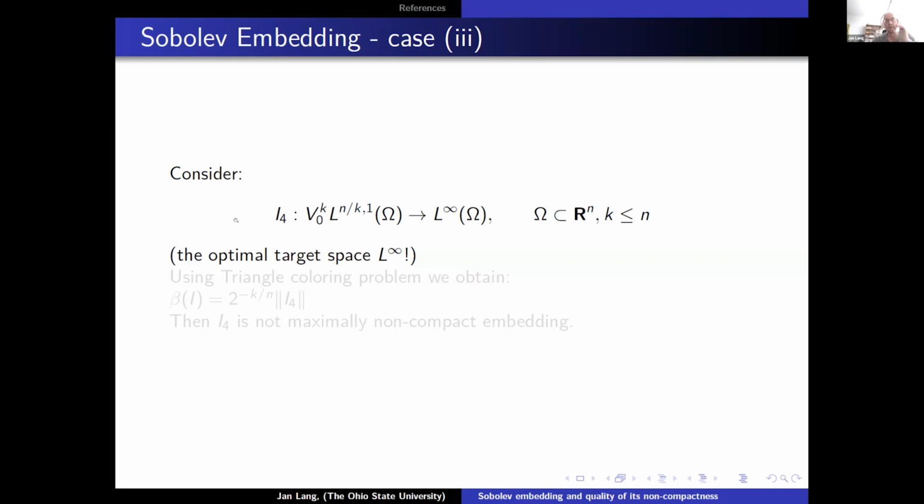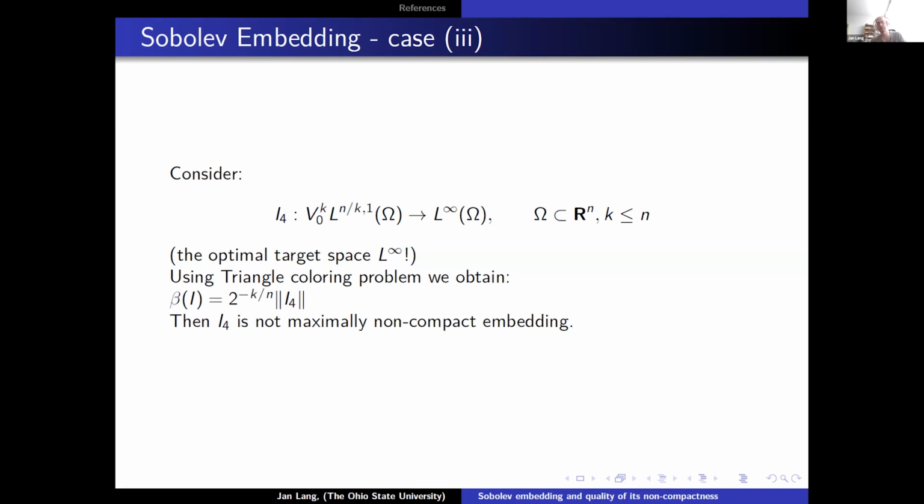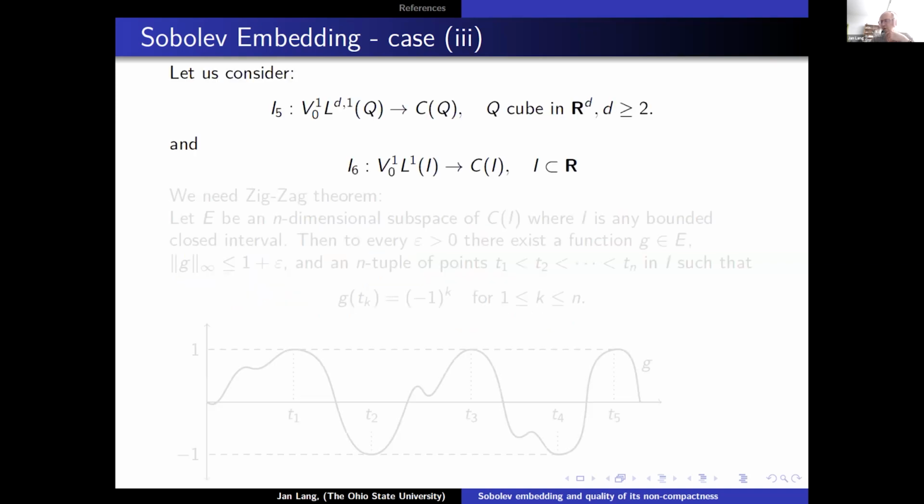Now, when we look at this embedding, by using some triangle coloring problem, we were able to obtain that in this case, our Sobolev embedding is not maximally non-compact. Yes, it was a little bit strange. In the previous case, the optimal Sobolev embedding was maximally non-compact. This one is not maximally non-compact. This forced us to look a little bit more closely at this embedding.